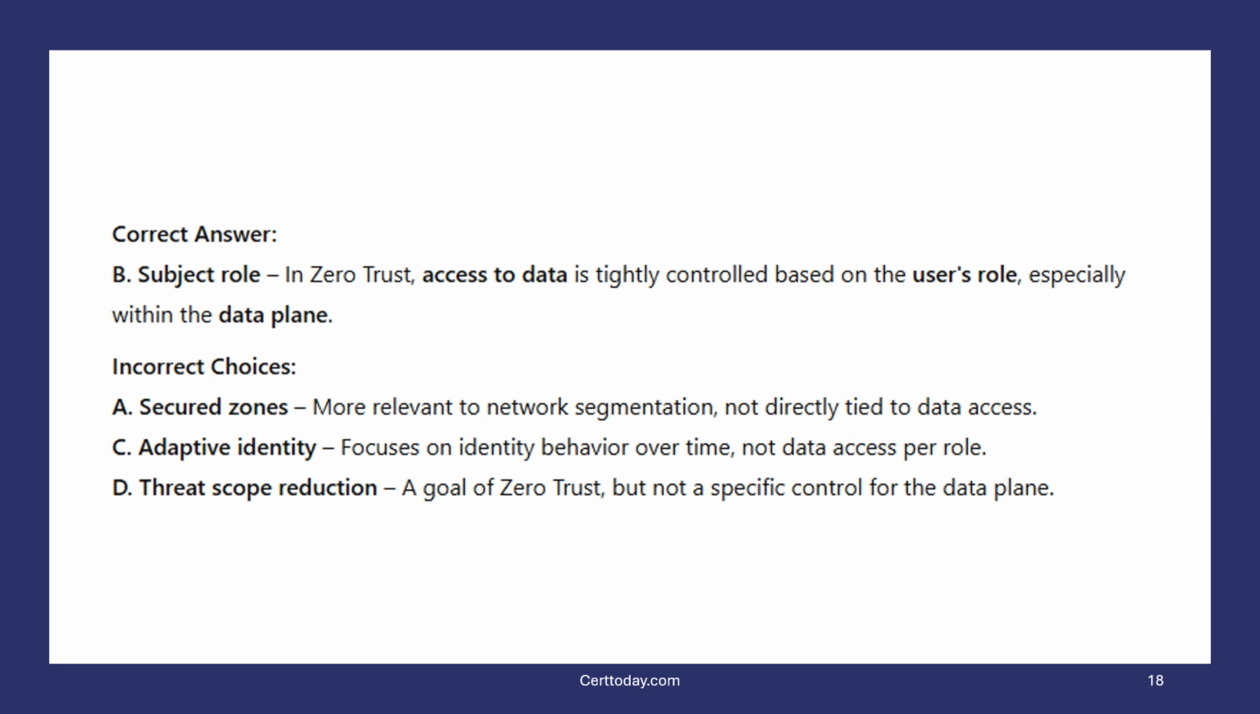A is incorrect because secure zones are more relevant to network segmentation and not directly tied to data access. C is incorrect because adaptive identity focuses on identity behavior over time, not data access per role. And D is incorrect because threat scope reduction is a goal of zero trust, but not a specific control for the data plane.